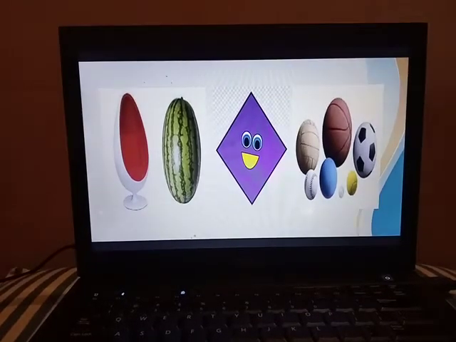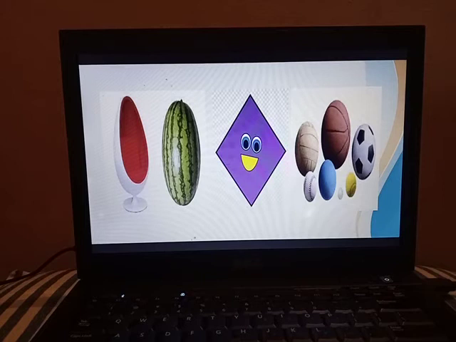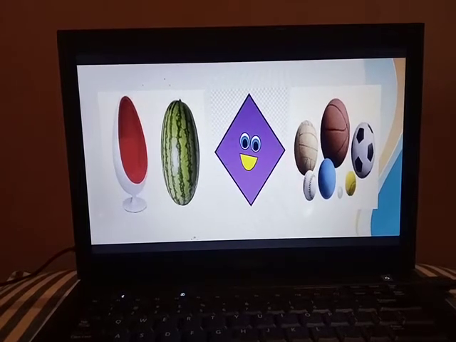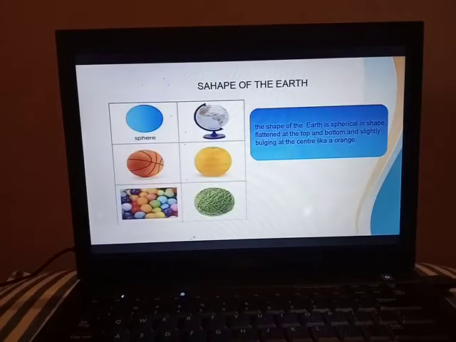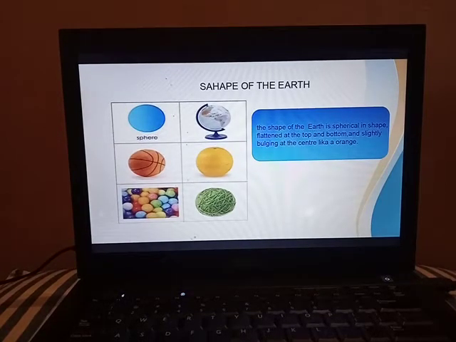You could see the different pictures or images. Just observe that the first one is oval in shape, the second one is diamond in shape, and the third one is spherical in shape. So our earth is spherical in shape. You could see in the next slide, it's spherical in shape.